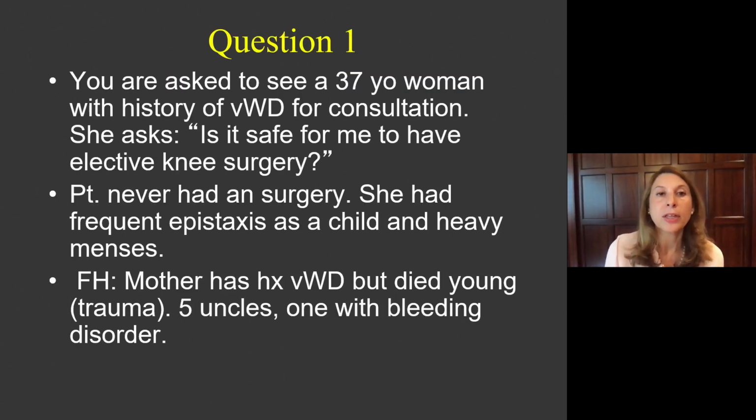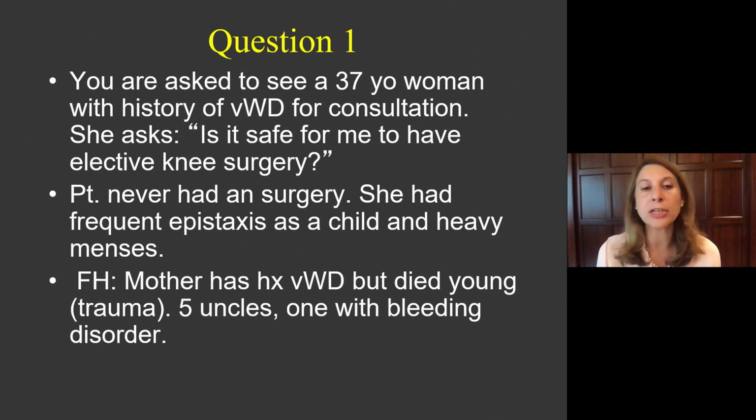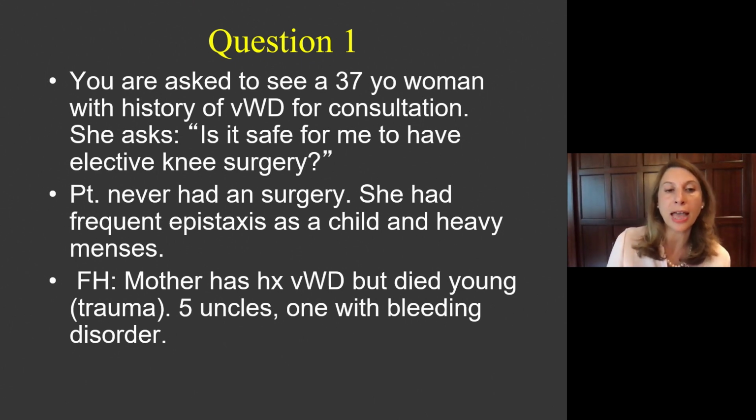So let's start. Question 1, you are asked to see a 37-year-old woman with a history of von Willebrand disease for consultation. She asks, is it safe for me to have elective knee surgery? The patient has never had surgery before. She had frequent epistaxis as a child and heavy menses. You get a family history, and the mom has a history of von Willebrand disease, but died young due to trauma. She tells you that she has 5 uncles. Her dad has no bleeding, but one of these 5 uncles does have a bleeding disorder.